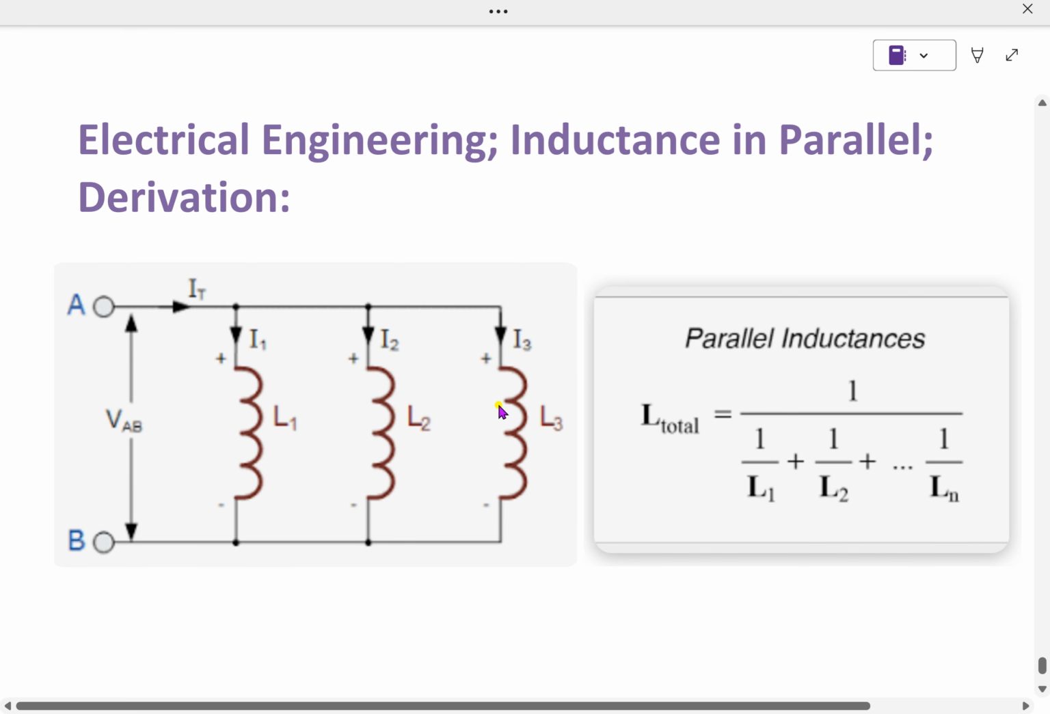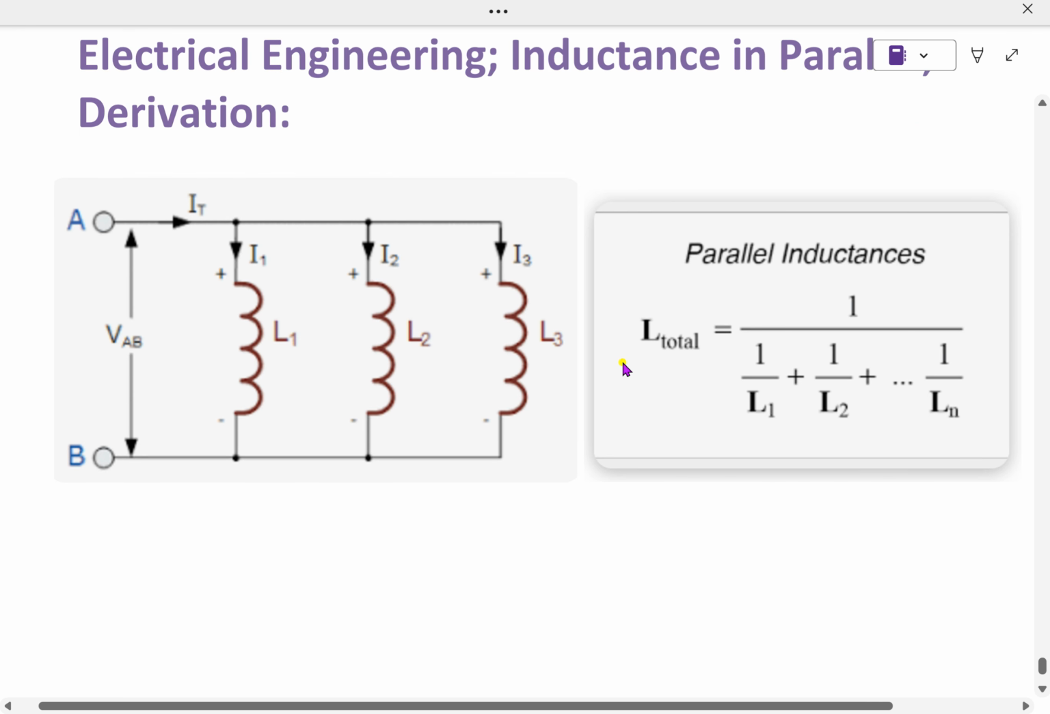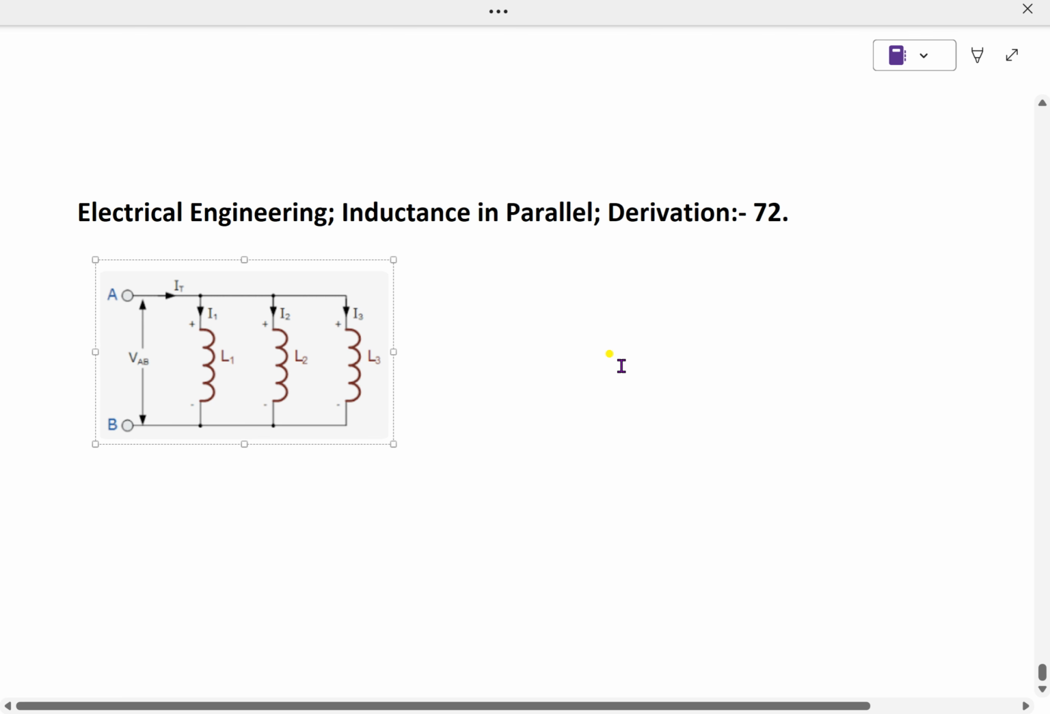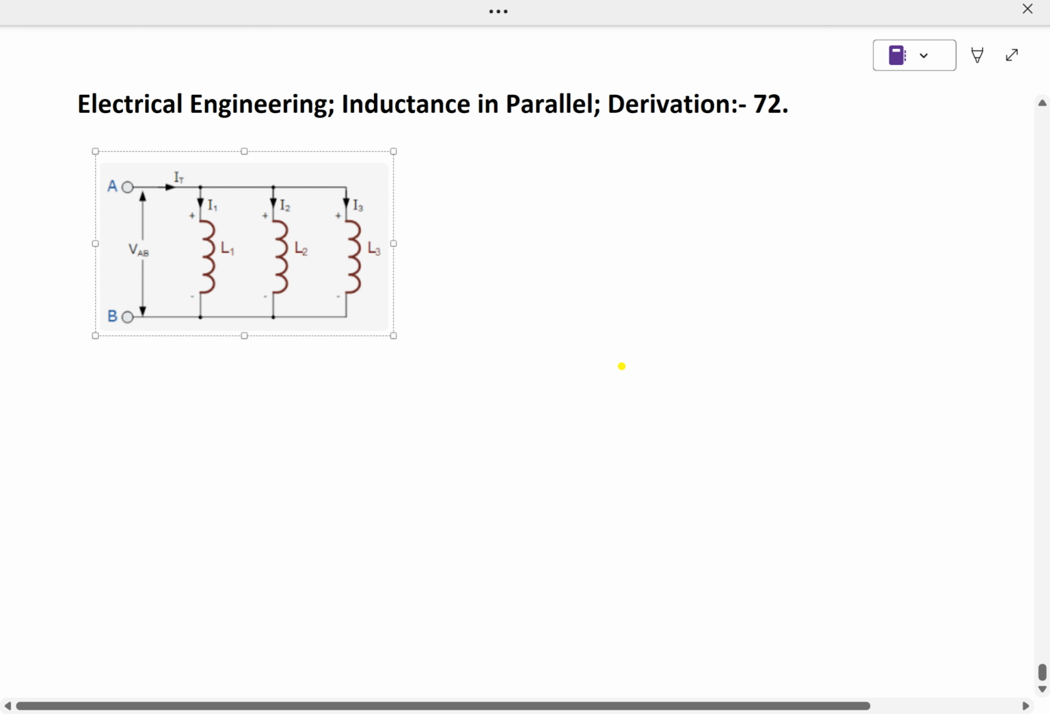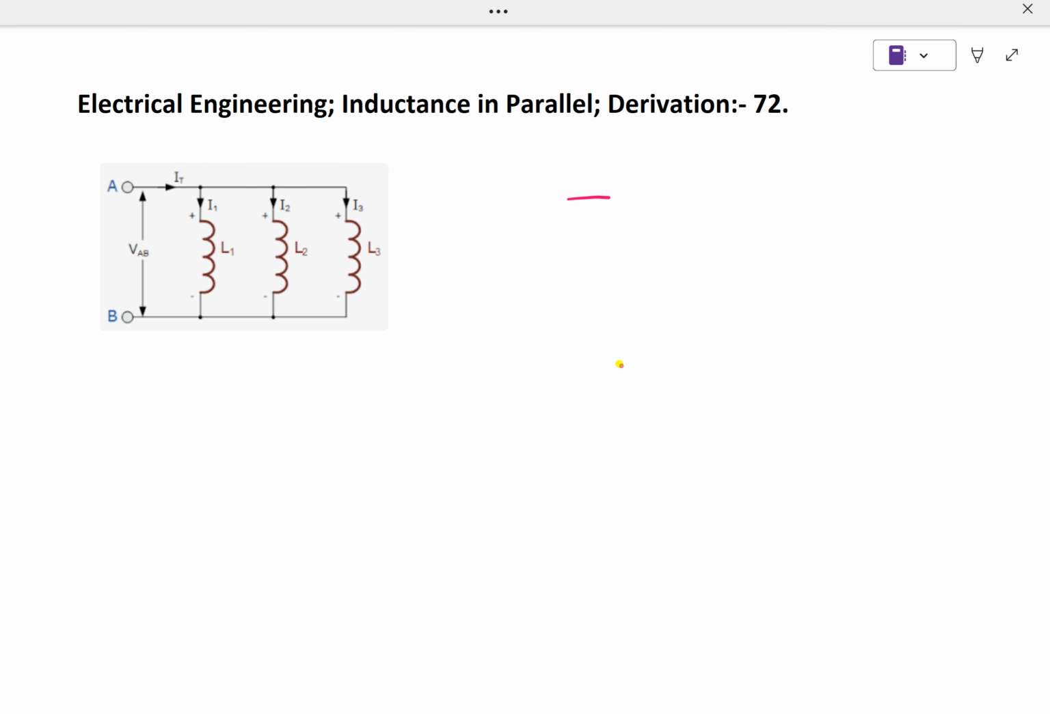In electrical engineering, regarding inductance in parallel, let us do some derivation. These three inductors are in parallel here. Now we'll do the derivation for two inductors connected in parallel. Look at this circuit.